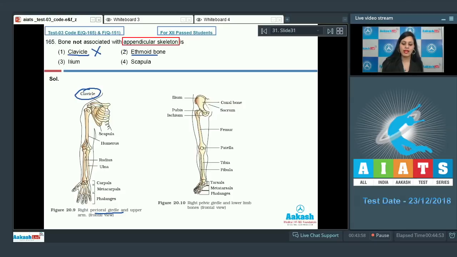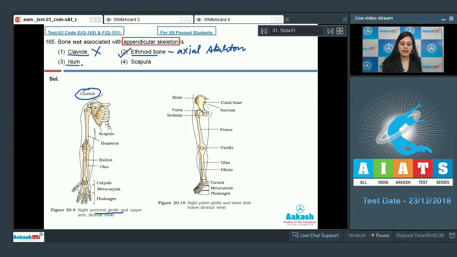Next option is ethmoid bone, and this is the correct answer to our question because ethmoid bone is a cranial bone and it is a part of axial skeleton and not of appendicular skeleton. Appendicular skeleton, on the other hand, includes bones of limbs and bones of girdles.